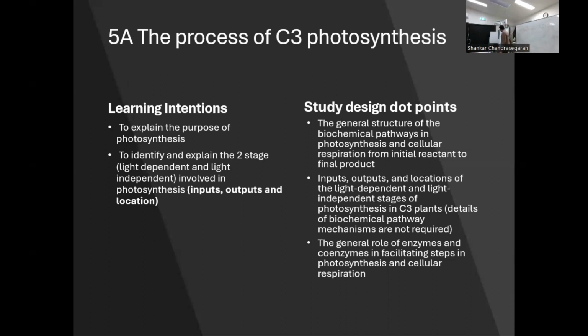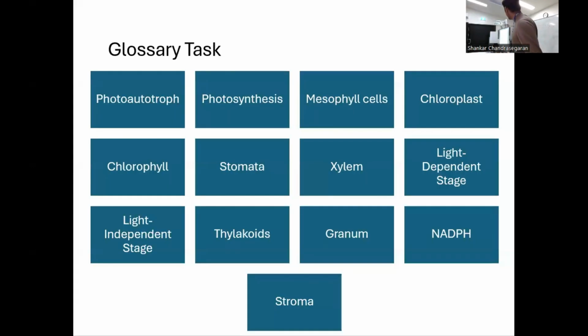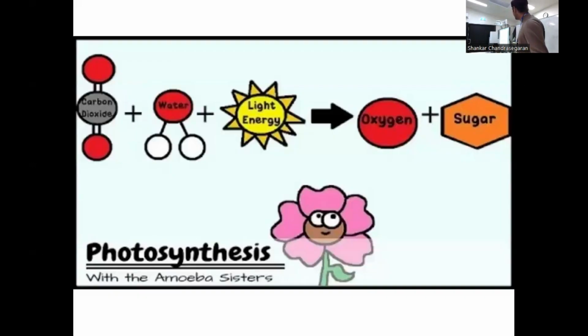And input, output, generalize. So you'll need to know the general role of the enzymes and also the coenzymes involved. Remember, the coenzymes are ATP and the NADPH. Those are the coenzymes. You need to know where they come in. You need to know the input, output, and the general structure of biochemical pathways. Right? Moving on. So here's the glossary task.